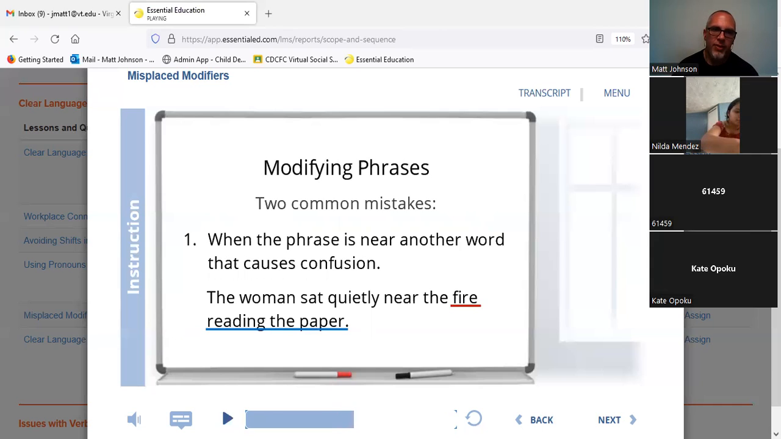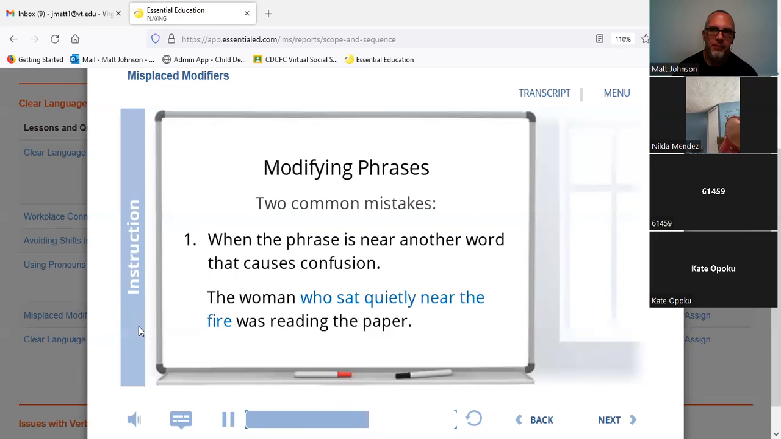You need to change the sentence to make it clearer. You might need to reword the sentence so that it sounds more natural, like this. The woman who sat quietly near the fire was reading the paper. Now, because of the sentence structure, it's clear that the woman, who is the subject, was the one reading the paper, since that's the verb.